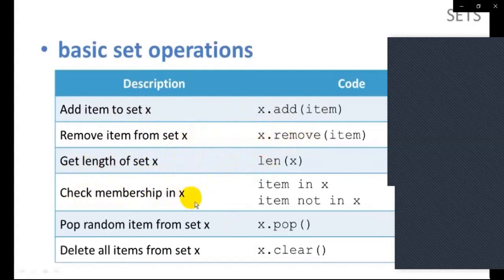We can check membership in x by simply saying item in x or item not in x. That's going to return a Boolean true or false. We can pop a random item from set x using the pop function. We don't know which item is going to be popped. It's arbitrarily selected. And we can delete items from set x by saying x.clear. We'll completely empty our set.